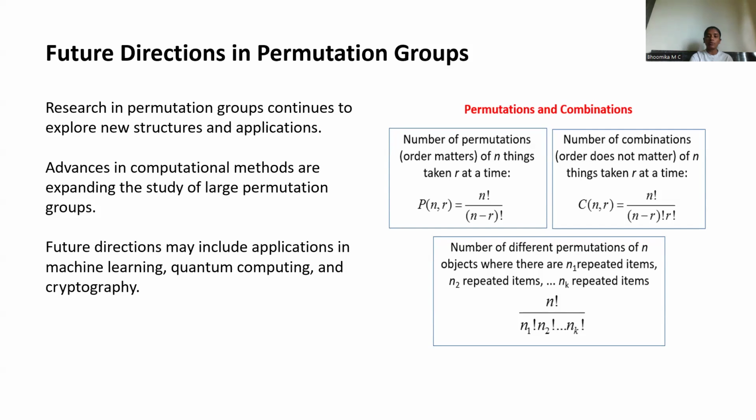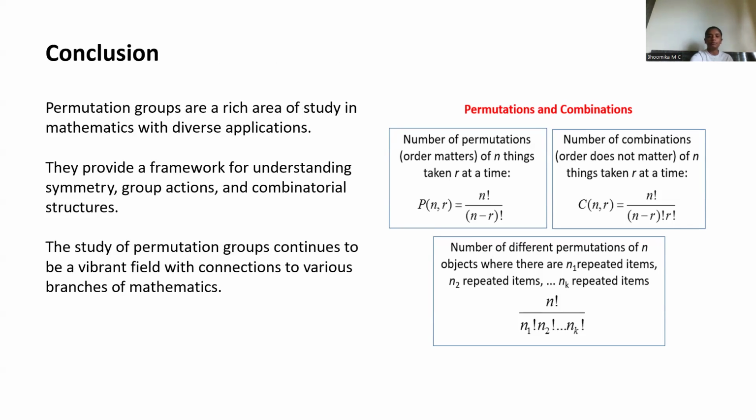The number of different permutations of n objects, where there are n1 repeated items, n2 repeated items, till nk repeated items, is n factorial divided by n1 factorial, n2 factorial, till nk factorial.